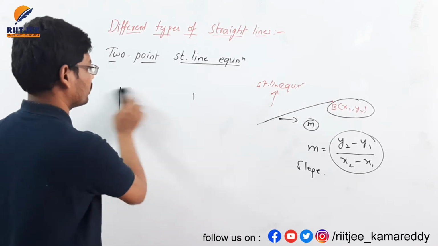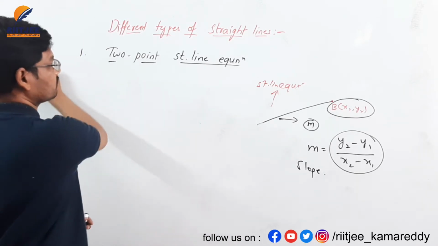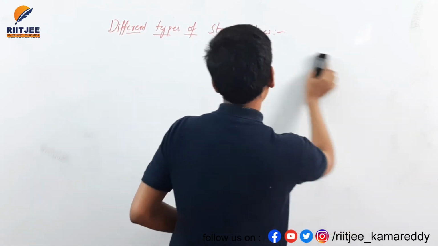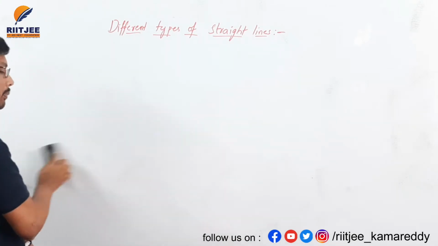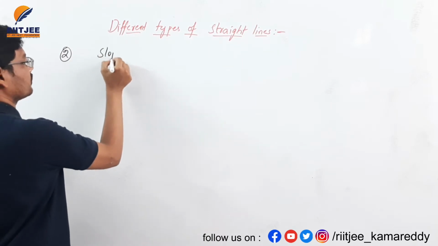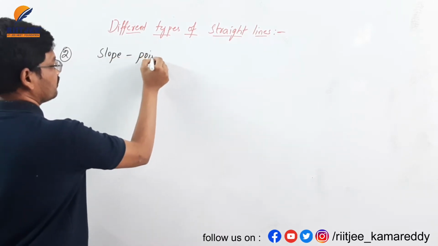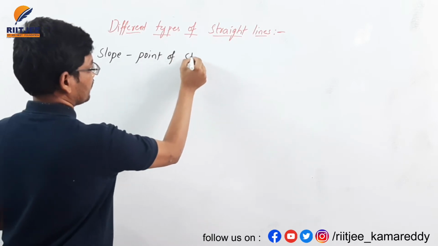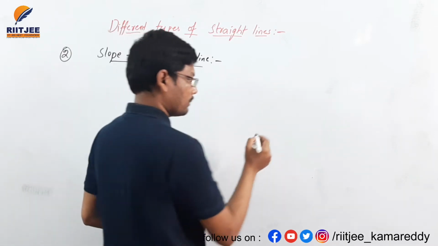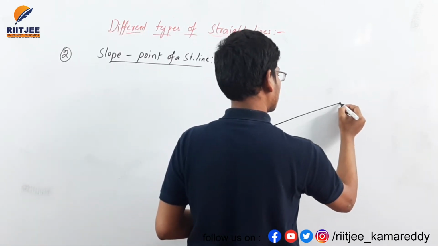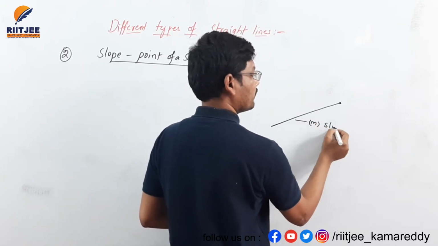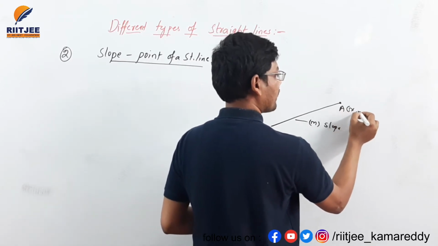And the next one, the second one, is when slope and point of a straight line are given. For example, I am taking one straight line here, with slope m given and one point A of x1 comma y1 given.